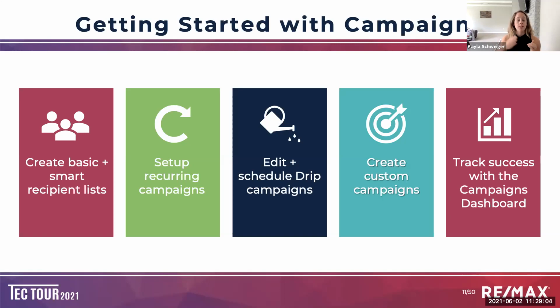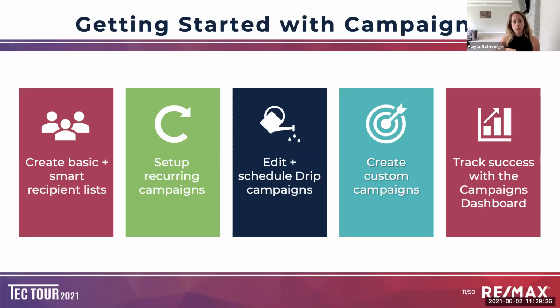So some steps that you can take to get you started on this campaign journey is to first create some basic or smart recipient lists. And this allows the system to start working for you. To send any sort of campaign, whether it's a single send campaign or a drip campaign, you have to have a recipient list. That's going to be the first step. And you can create these based on tags, based on the source of business. All sorts of different criteria can be set up to start creating these recipient lists.